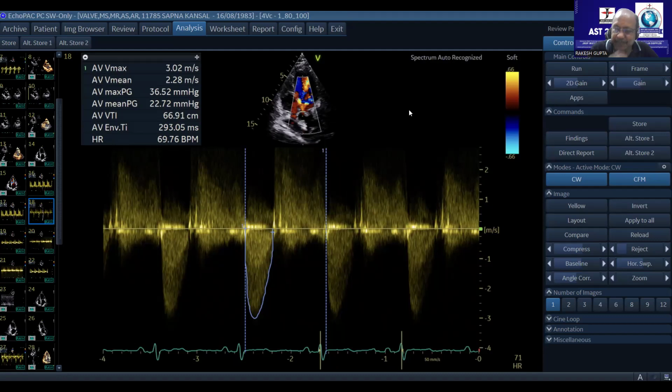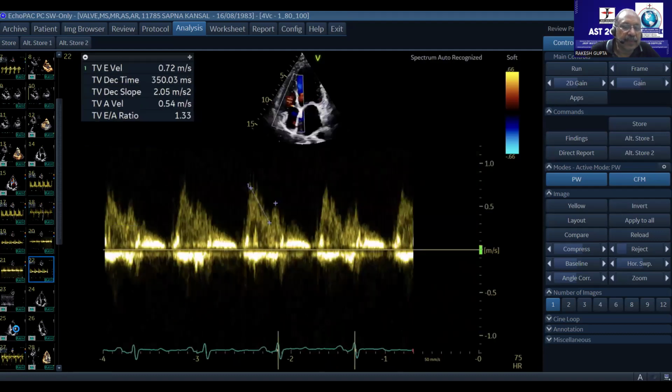Excuse me, sir. You are using the mean gradient, not the VTI. You are using it wrongly. It should be the aortic valve VTI, which is 66.91, right? And what was the LVOT VTI? 26.71. So it's 0.399.